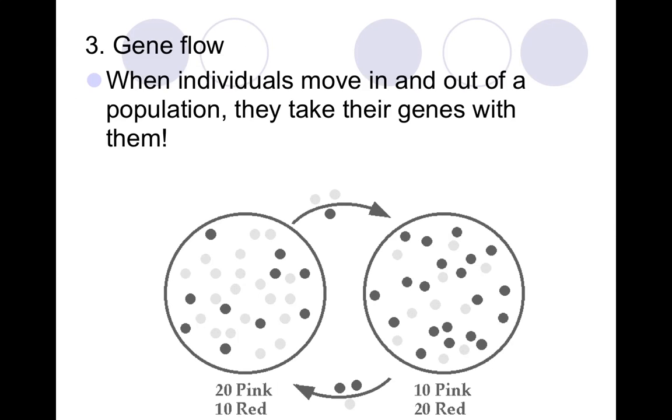The third thing that can affect it is gene flow. This is when organisms move in and out of a community or a population, and they take their genes with them. So, for example, if all of the white rabbits moved out of that population, it's going to affect the gene pool of that other population. Whatever moves in and out is going to affect that. So that's called gene flow, right?